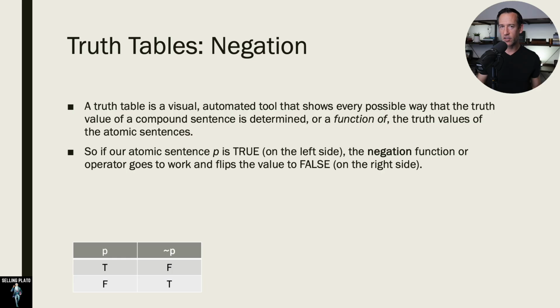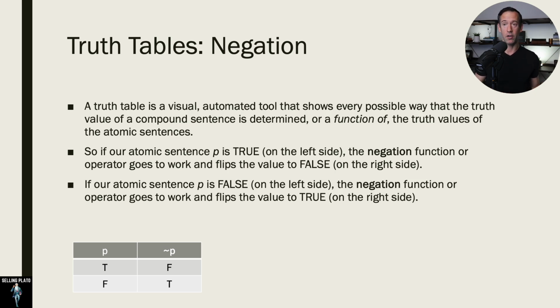All right, so that should sound familiar by now because we went over what negation means and what happens when we have a negation operator on an atomic sentence. It just flips the truth value. That's all we're saying. And the truth table is just a visual representation of part of what we went over in the previous lesson on operators.